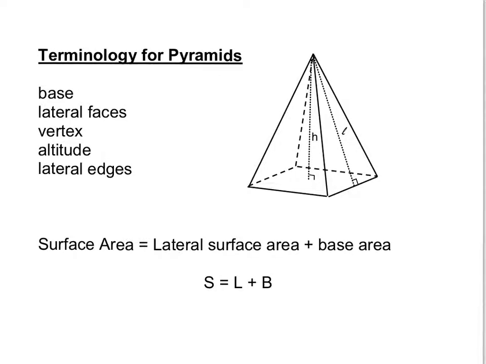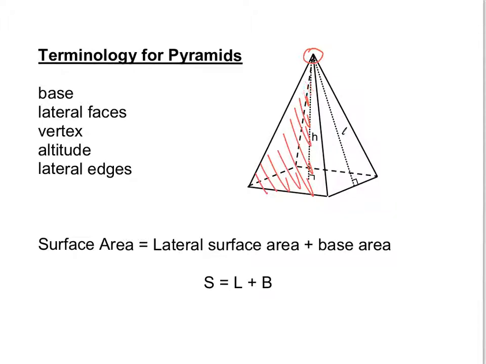In this video, we're going to look at section 8.7, which is on pyramids. So just a couple terms that are going to be different. We have the vertex, which is at the top of the pyramid. Our lateral faces are all going to be triangles. And then we also have the altitude.